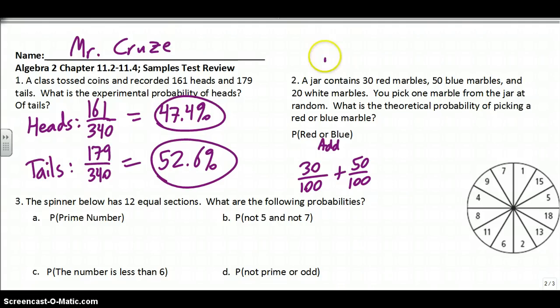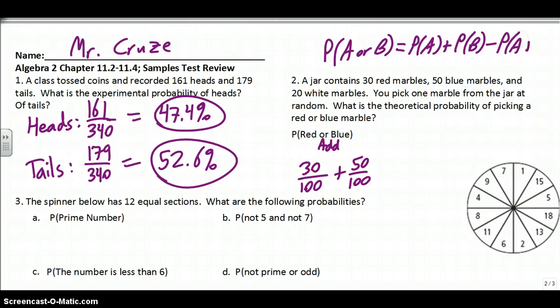Now, technically, if you remember this formula, the probability of A or B, you have to add A and B and subtract any overlap, A and B, right? But there is no overlap. There are no marbles that are both red and blue. So 80 out of 100, which is 80%. Piece of cake.